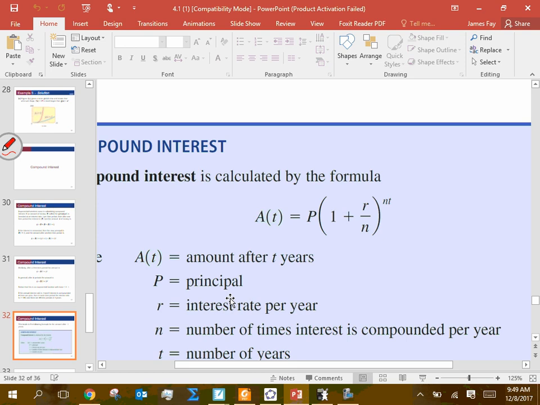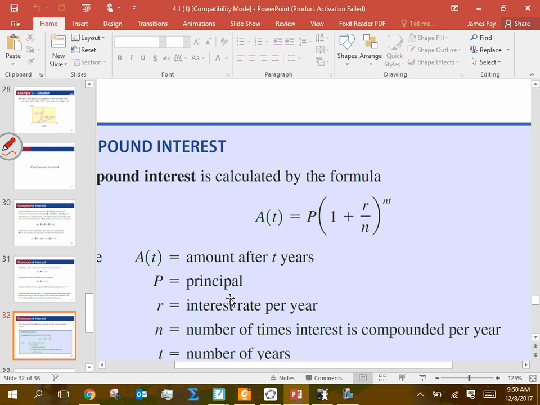N is the number of times interest is compounded per year. That's going to be provided using words like annual, semi-annual, weekly, monthly, daily, that kind of stuff. We'll talk about what those mean in a little bit. And then T is the number of years that money is going to sit in that account. So 1 year, 2 years, 3 years, whatever. Okay?